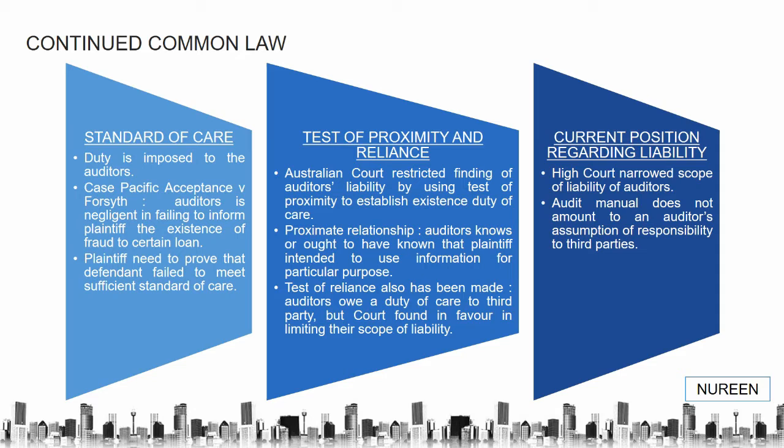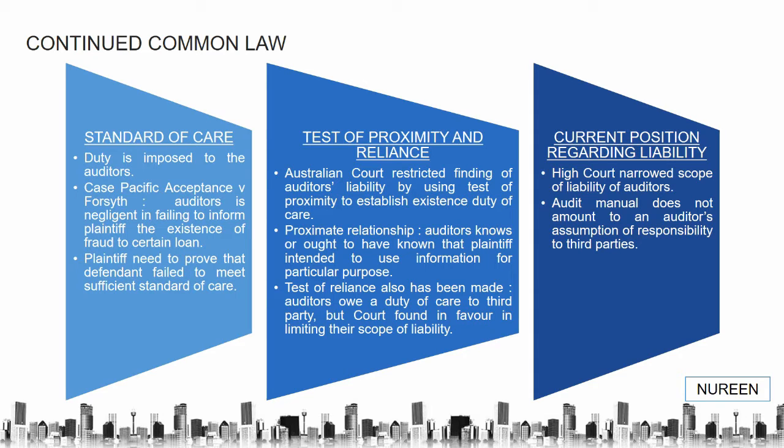So for the common law, there are the standards of care, test of proximity and reliance, current position regarding liability, effectiveness of disclaimers, contributory negligence, and common law remedies. For the standard of care, the duty is imposed on the auditors. In the case of Pacific Acceptance versus Forsyth, the auditor was negligent in failing to inform the plaintiff, which is the client, of the existence of fraud in certain loans. So the plaintiff needs to prove that the defendant, which is the auditor, failed to meet the sufficient standard of care.